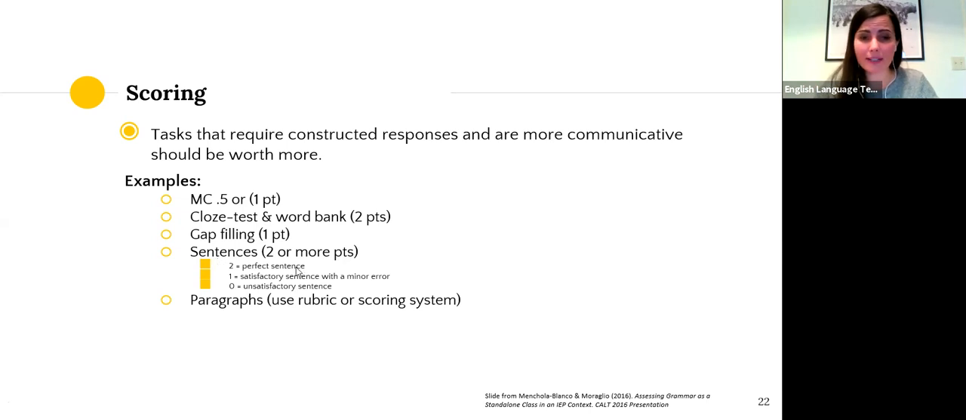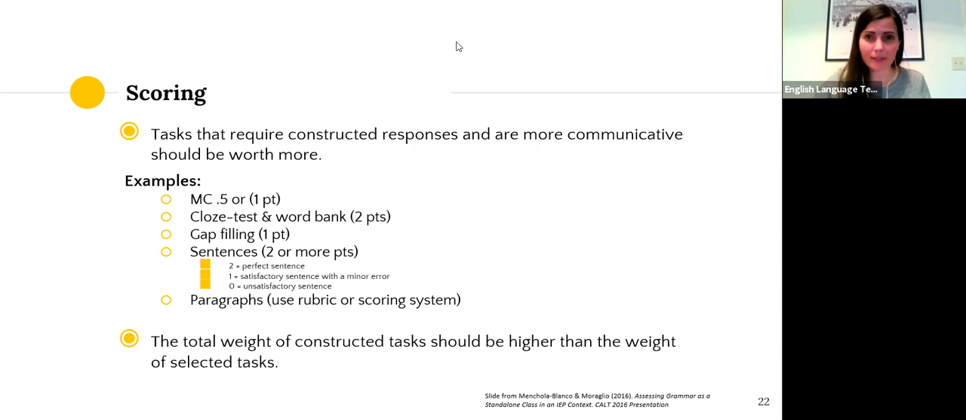So for sentences, for example, if they're actually being required to write a sentence, I usually have 2, 1, 0, right? Each sentence is worth 2 points. So 2 is a perfect sentence. 1 is a satisfactory sentence with a minor error. 0 is an unsatisfactory sentence, and you can modify that based on what grammatical structure you're teaching, right? Sometimes I will give a 2 for a perfect sentence, even though the sentence is not completely perfect. Like they have an error in a preposition, but the preposition is not the topic that we're studying. Other than that, everything is fine. The tense is fine, and so I still consider that a perfect sentence. So you have to have that very clear to yourself, right? And then use rubrics for more productive response types.